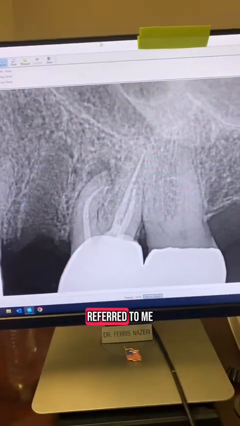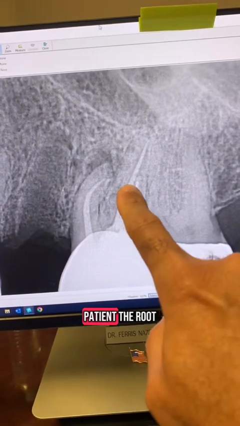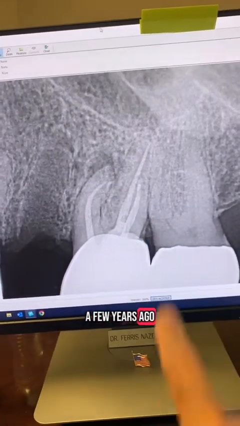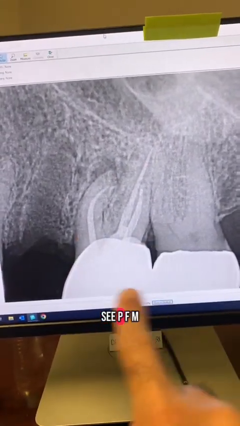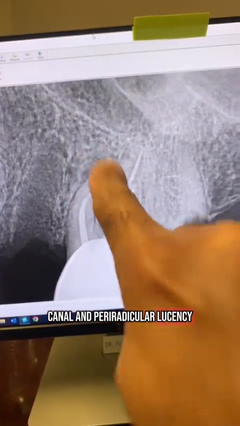This patient was referred to me for endodontic retreatment of tooth number 14. According to the patient, the root canal was done a few years ago. As you can see, PFM crown on the tooth, previous root canal, and periapical lucency.